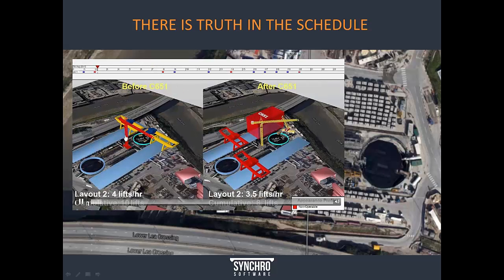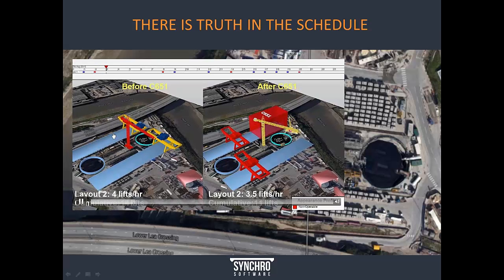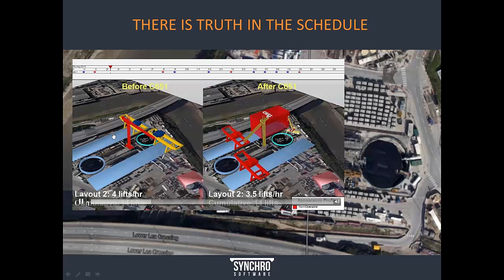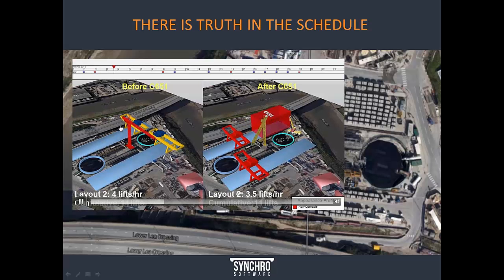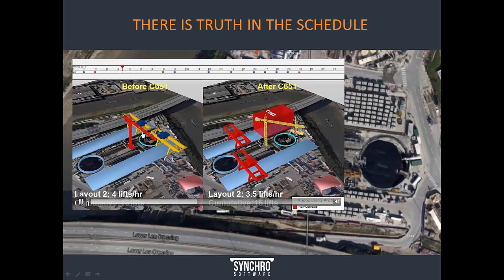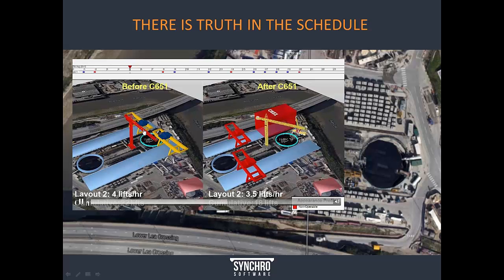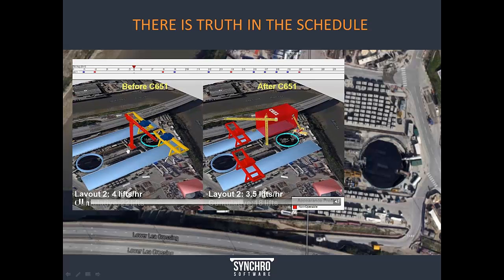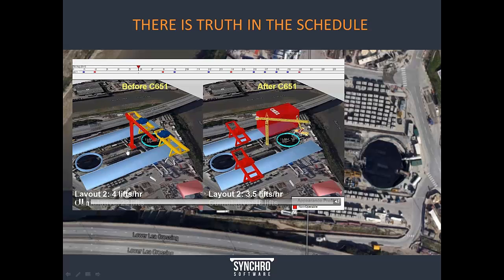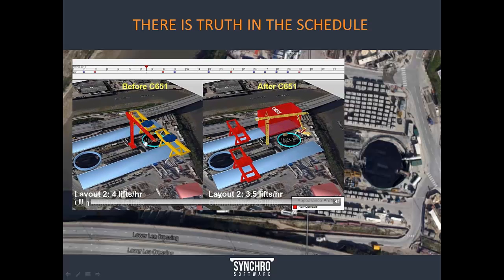And this becomes an ability to convey to the owner in a clear and easily articulated manner, because of the visualization, what's going to happen to the schedule. Without this, it would be extremely difficult using the CPM schedule alone to be able to visualize how all this is going to play out with the changes that are occurring.